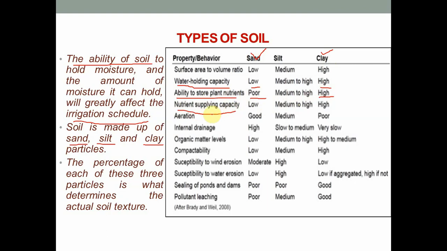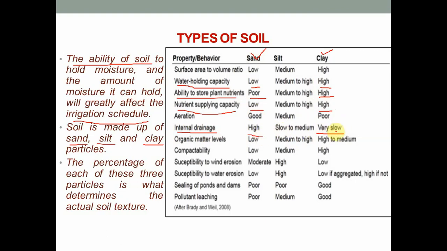Next is the nutrient supplying capacity. In this case also, for clay particles it is high, and for sand particles it is low. Next important point is internal drainage. Now internal drainage for clay is very slow, and for sand it is high, or we can say it is very fast.